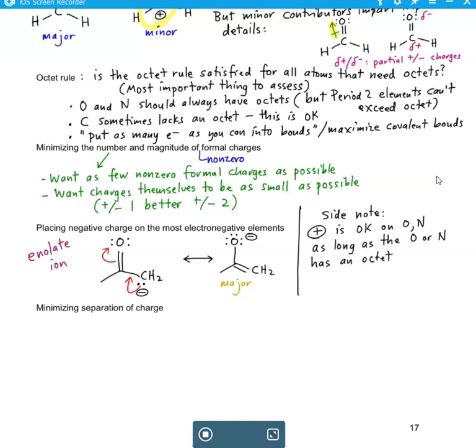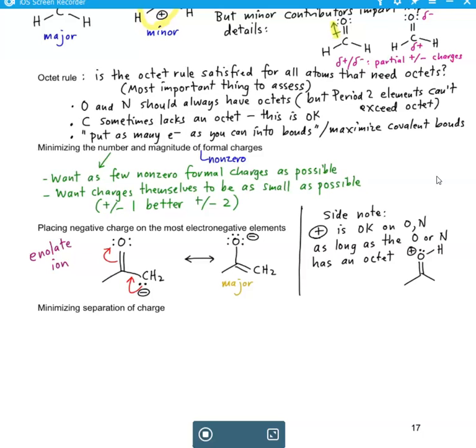So an example of something like that, a very common example, might be something like this guy. So that oxygen has a positive formal charge. I'll leave it to you to prove that to yourself using the formal charge formula. And it has an octet of electrons. So this is a perfectly valid and reasonable structure.